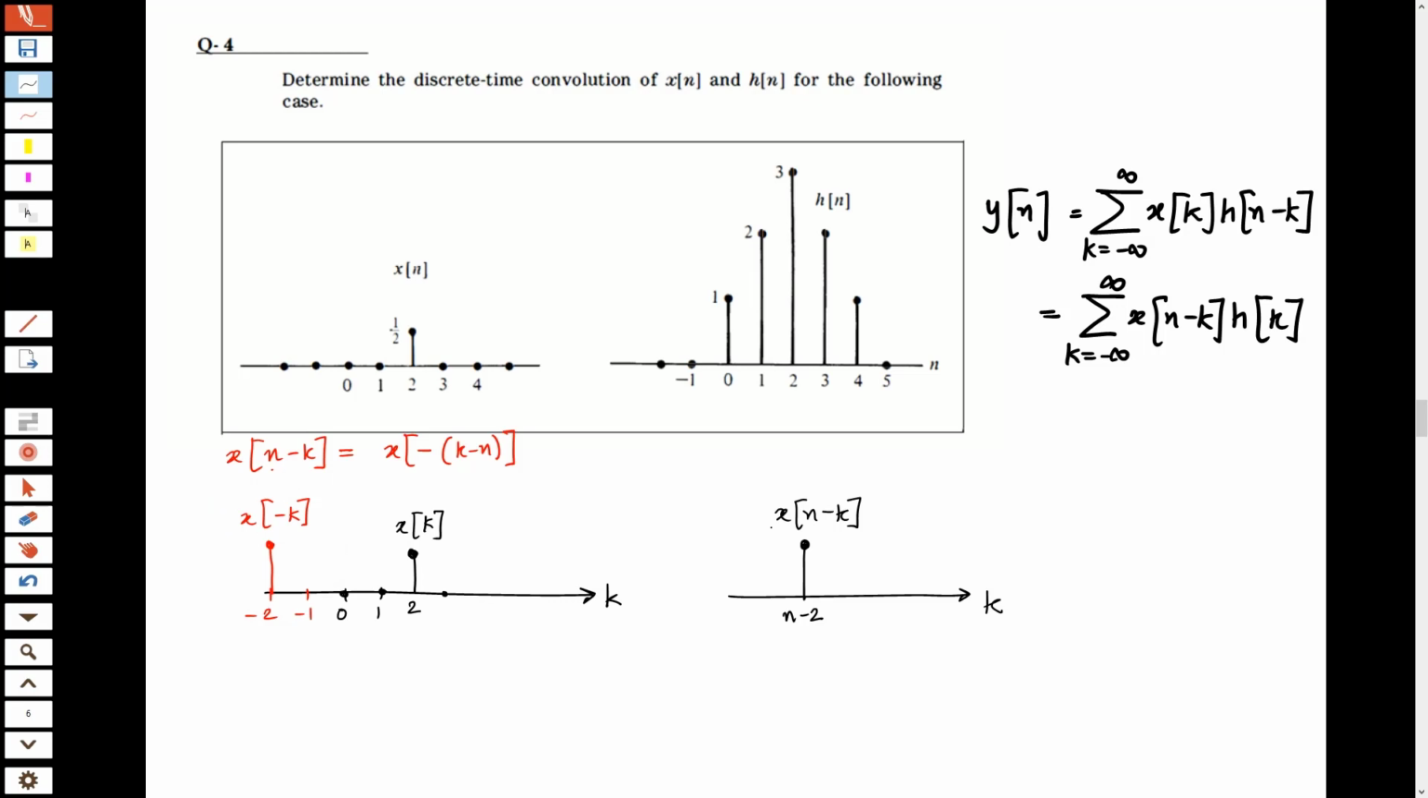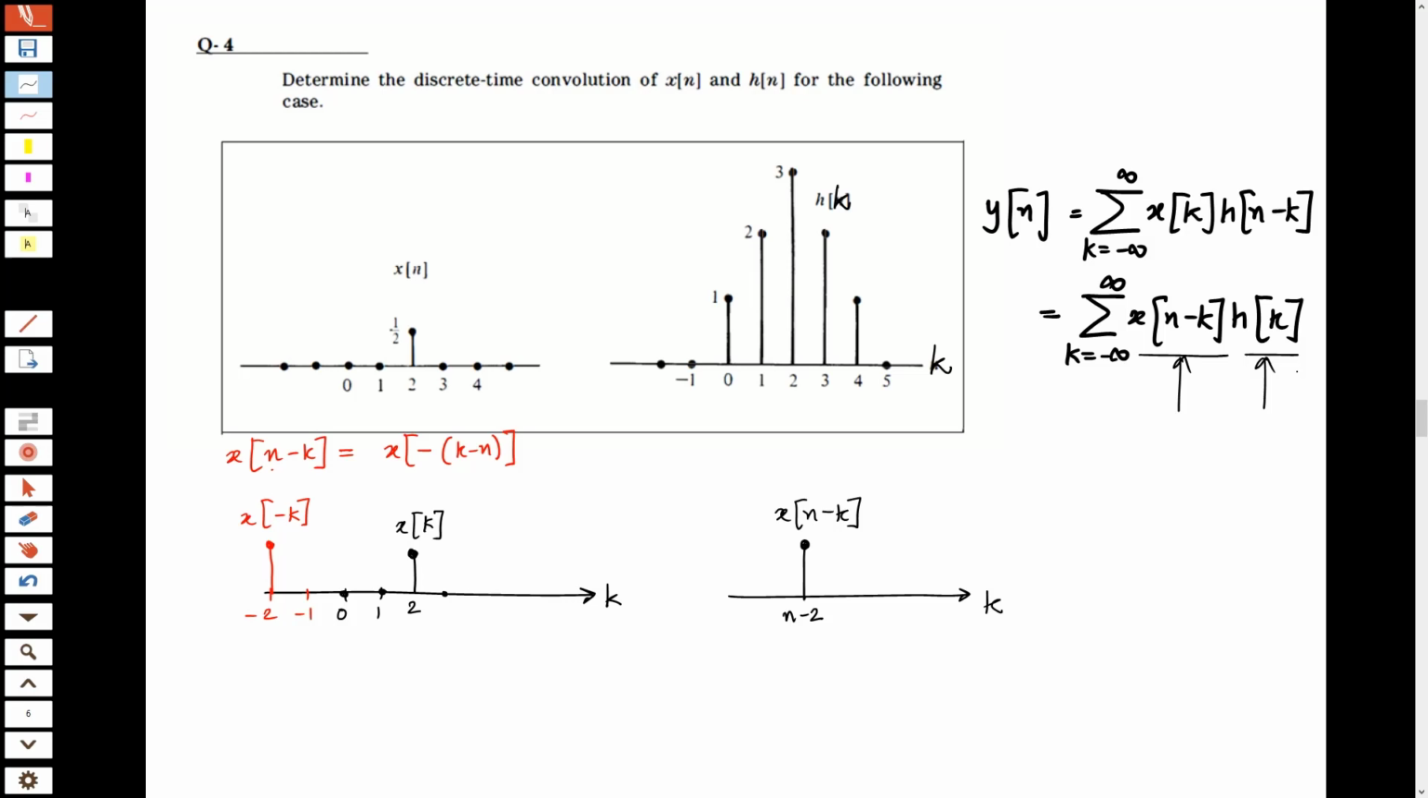So the first task in doing any type of convolution is to obtain the first signal, and we have obtained it. We've got x of n minus k. And the second signal, we are going to do nothing with it. I'm just changing its variable to k, and call it h of k. So now we've got both the signals that we need.